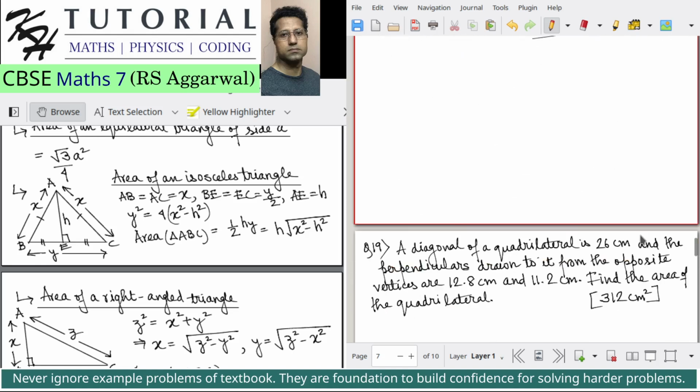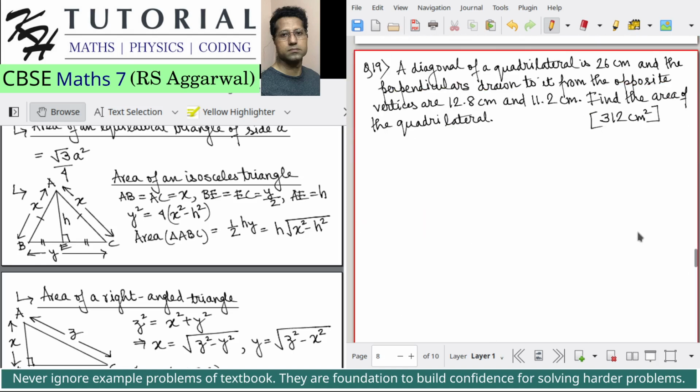Okay, let's do the next problem. Question number 19. The diagonal of a quadrilateral is 26 centimeter and the perpendiculars drawn to it from the opposite vertices are 12.8 centimeter and 11.2 centimeter. Find the area of the quadrilateral.